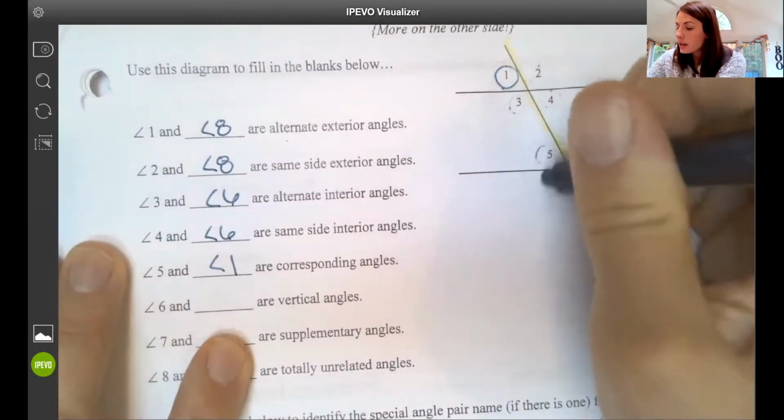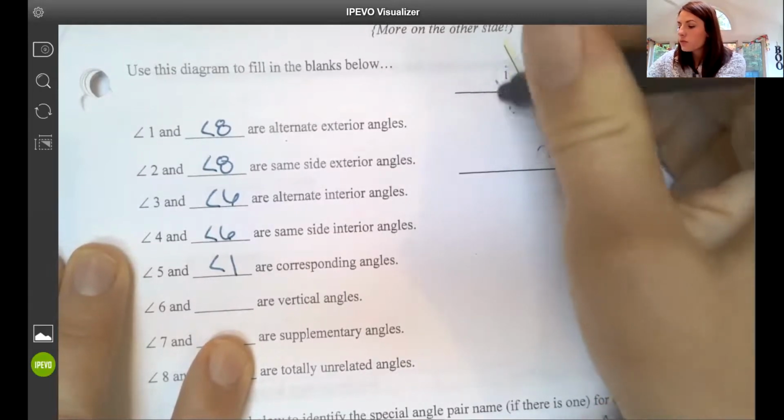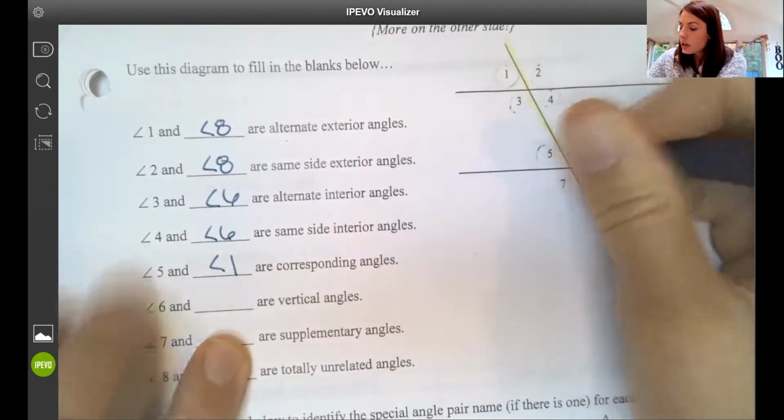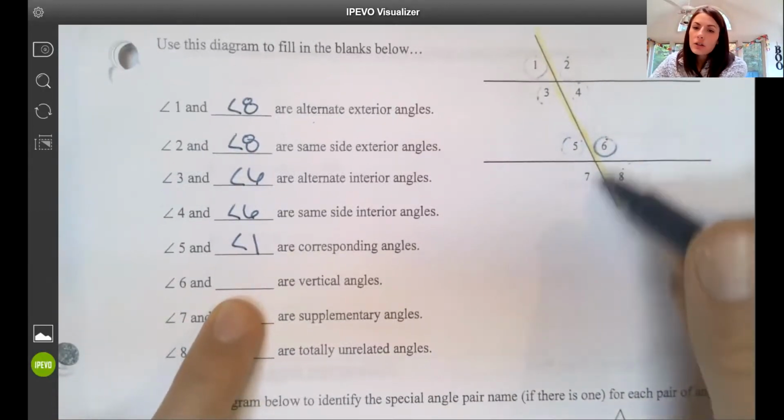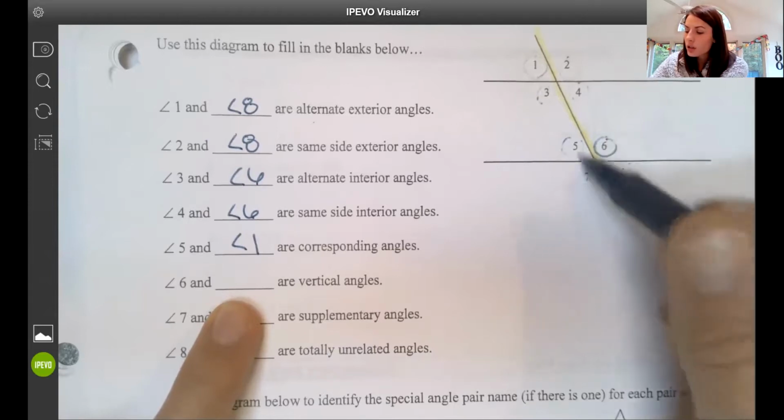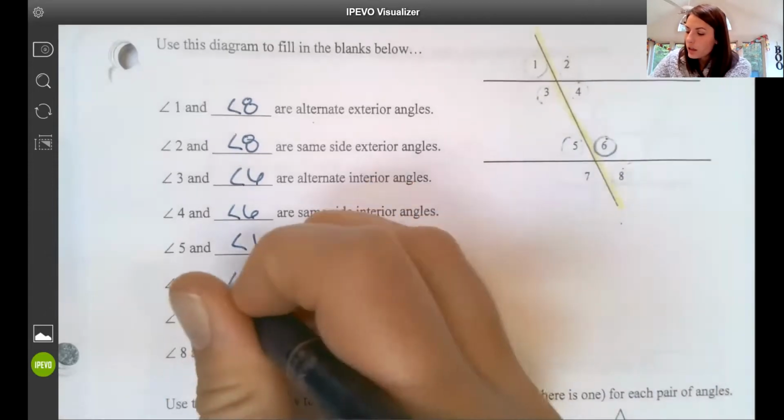Angle 6, which is here. And what angle would be vertical angles? 7, yeah. So vertical angles are from the last unit. So across from each other in this kind of crisscross setup.